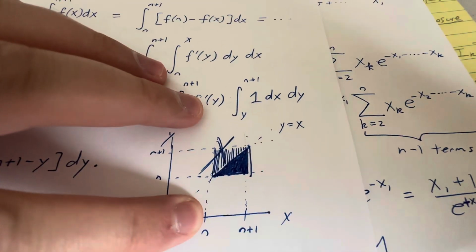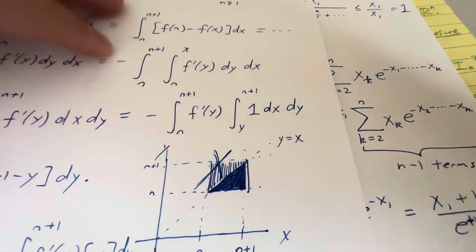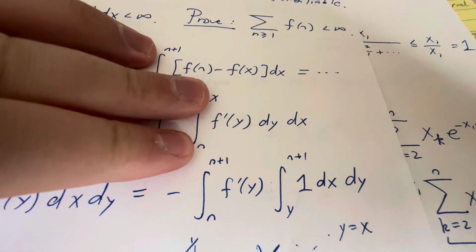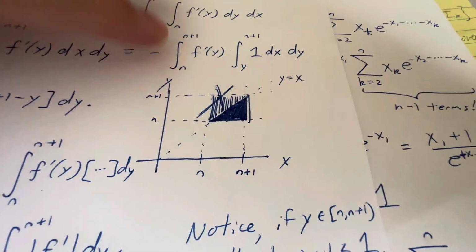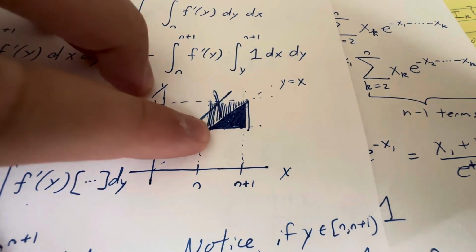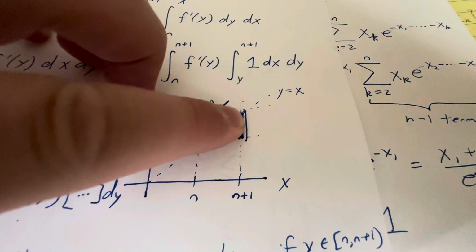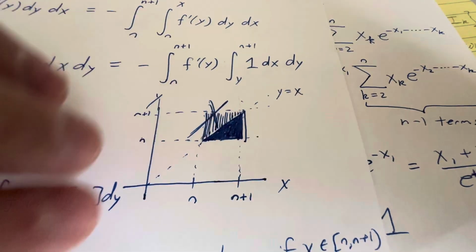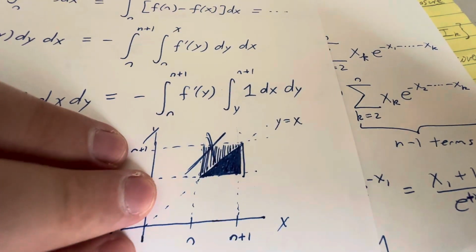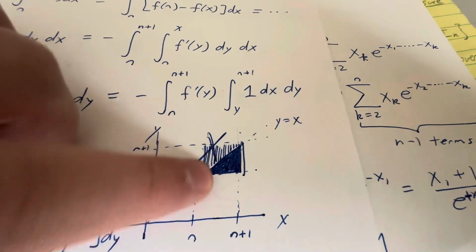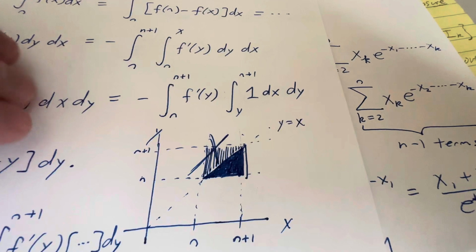We know that x is between n and n plus 1 because of what we said right here. And we know that y is between n and x. So n is the lower bound, so we have this horizontal line here. And y equals x is the upper bound, so we have the graph y equals x, which means that our domain of integration, dy dx, is this shaded blue triangle. I shaded in the wrong triangle, but it's this blue one that we have here.